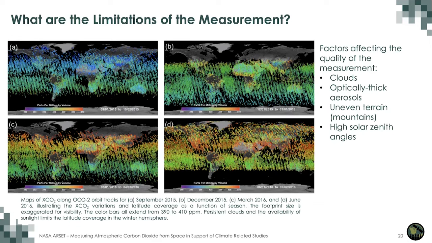I will also just point out here that the averaging kernel does depend somewhat on the surface and atmospheric state. The column averaging kernels, which show the sensitivity as a function of pressure, are provided as part of the OCO2 and OCO3 data products. So you do have that information in the product files.